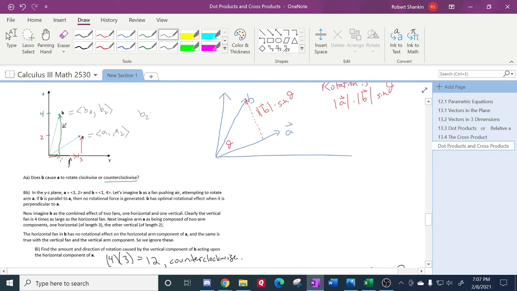Multiply that times the horizontal component of A, which is A1. That's going in the counterclockwise positive direction. Then the other one is the horizontal component of B multiplied by the vertical component of A, but that's going to send you in the opposite direction, clockwise, which is the negative direction. Now we actually write them like this, A1, B2 minus A2, B1.